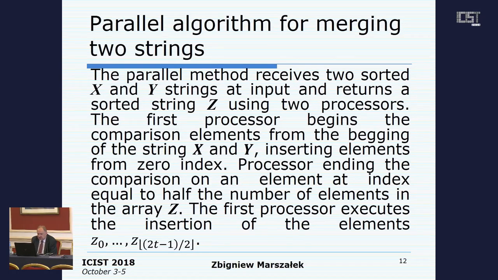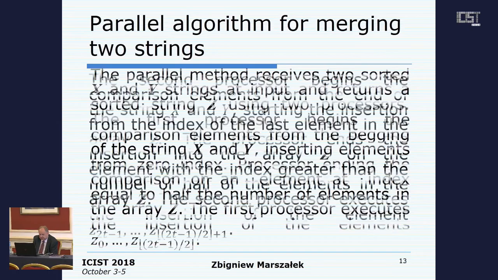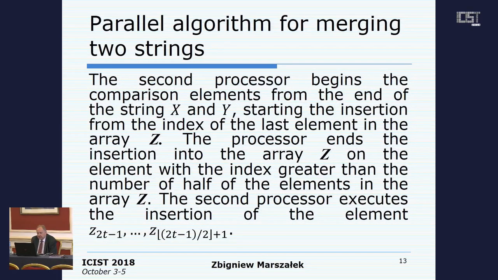Parallel algorithm for merging two strings. The parallel method receives two sorted strings X and Y at input and returns a sorted string Z using two processors. The first processor begins comparing elements from the beginning of strings X and Y, inserting elements from zero index. The processor ends the comparisons at the element with index equal to half the number of elements in array Z. The first processor executes the insertion of the elements as is shown here.